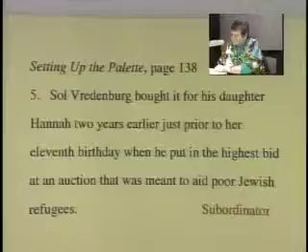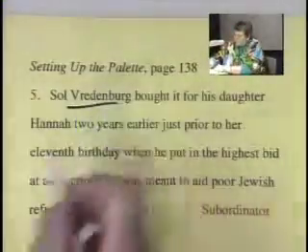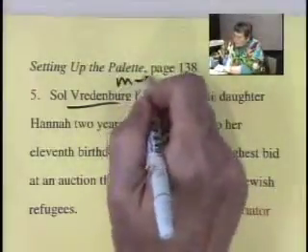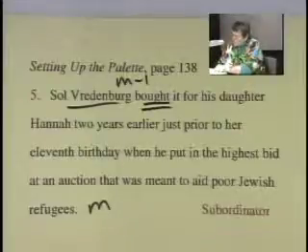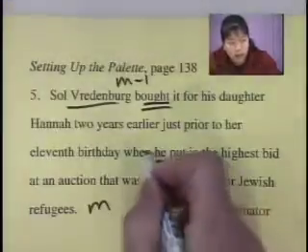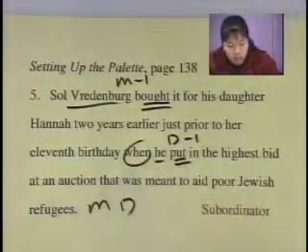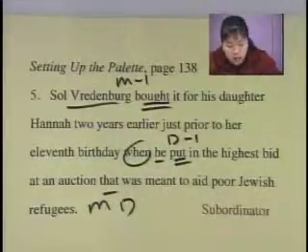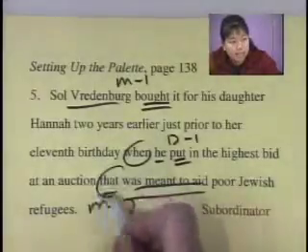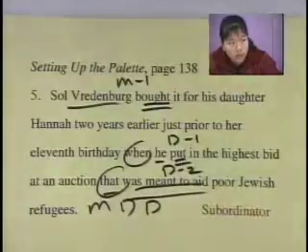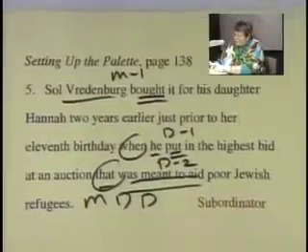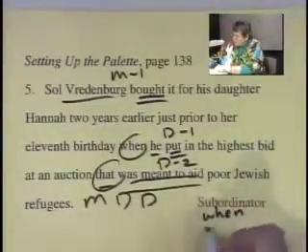Farah, where's your subject? Saul Vredenberg. Really loud. Where's your verb? Bought. I wonder what kind of a clause that is. Main clause. So you start a drawing immediately. Where's the next subject? He. And the verb? Put. And the kind of clause? Dependent. And the subordinator? When. Where's your next subject? That. And the verb? Was meant to aid. And what kind of a clause is that? Dependent. And your subordinator? That. So, how many main clauses do you have? 1. How many dependent? 2. What kind of a sentence? Complex sentence. And your subordinators are? When and that. So I would list them.